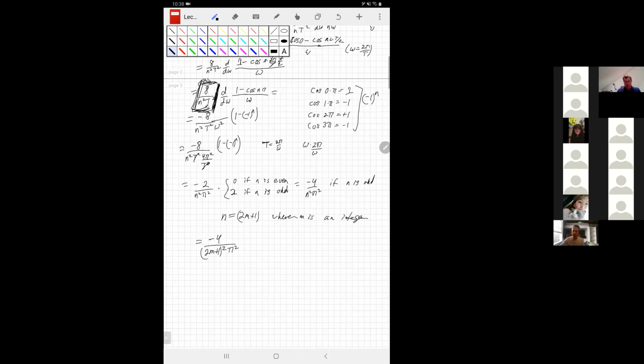One thing that might be bothering some people is the fact that this is negative. Let's think about that. Let's just draw a cosine.